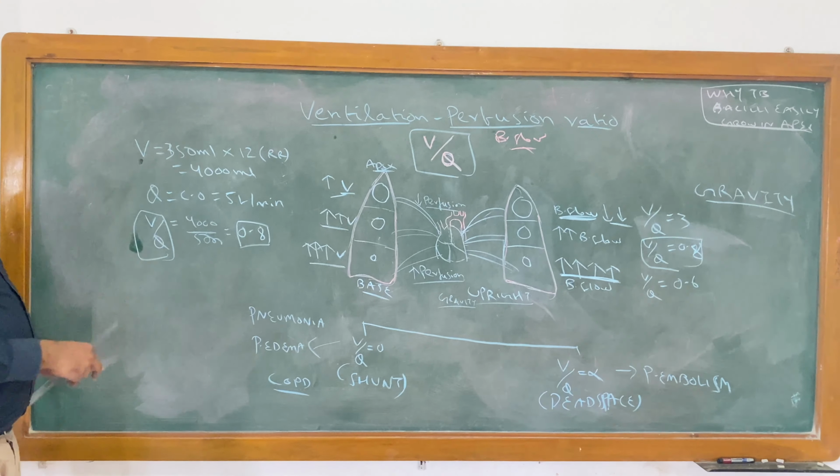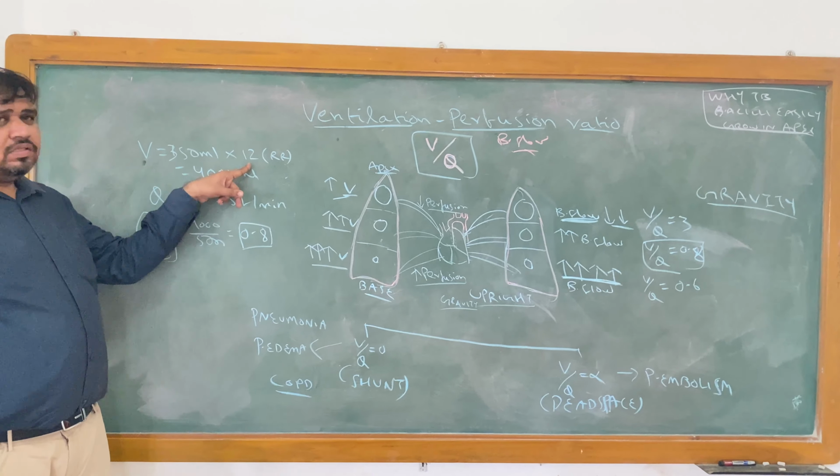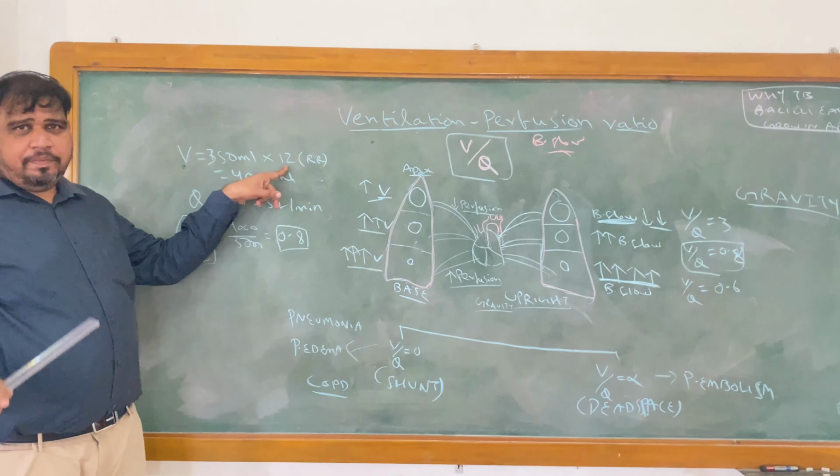Ventilation, we calculate it with a respiratory rate of 12 per minute. We keep it in the range of 12 to 16, but we can take it as 12 per minute. Ventilation is how much oxygen is going to be taken up by the alveoli. We call it alveolar ventilation.